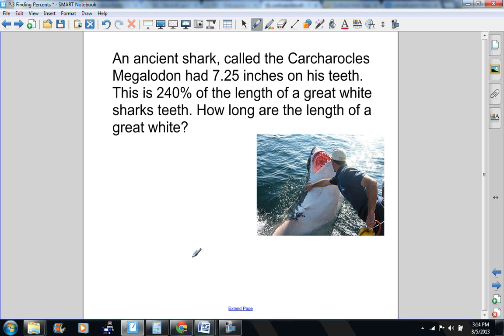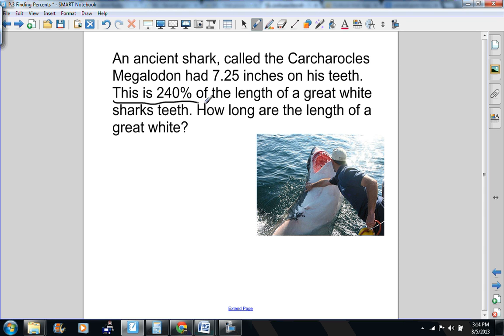Last one, I promise. An ancient shark called the Carcalor, I don't know how to pronounce it, but I do know it's Megalodon, which is what I'm going to call it for the rest of the problem. Megalodon had 7.25 inches on his teeth. That's how long his teeth were. This is 240% of the length of a great white shark's teeth. How long are a great white's? Try this on your own, see what you get.